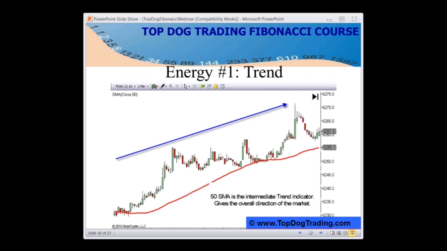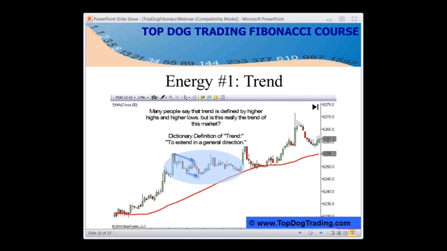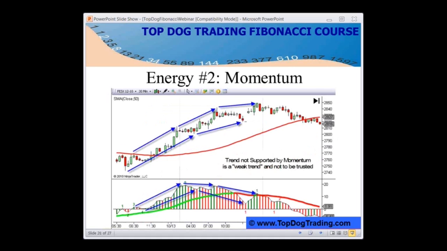So we don't have too much time, but I use the 50-period simple moving average as my intermediate trend indicator. It just means, okay, market's generally going up. Some people say higher highs and higher lows are the trend. Yeah, not really. The dictionary definition of trend is to extend in a general direction, and the market can make very short-term moves with lower highs and lower lows. The 50 MA gives you the extended general direction. Trend is always a long-term move.